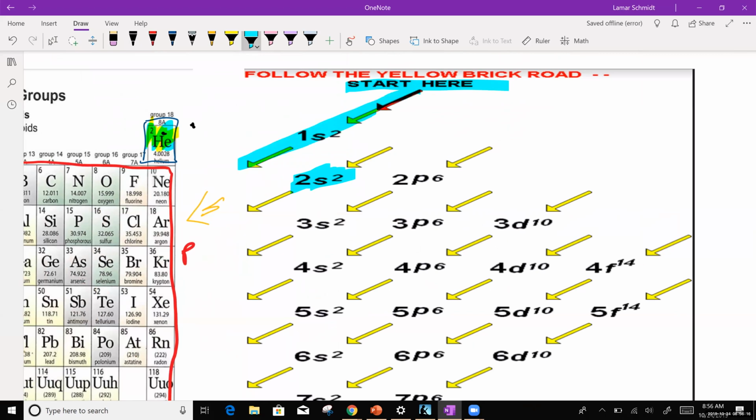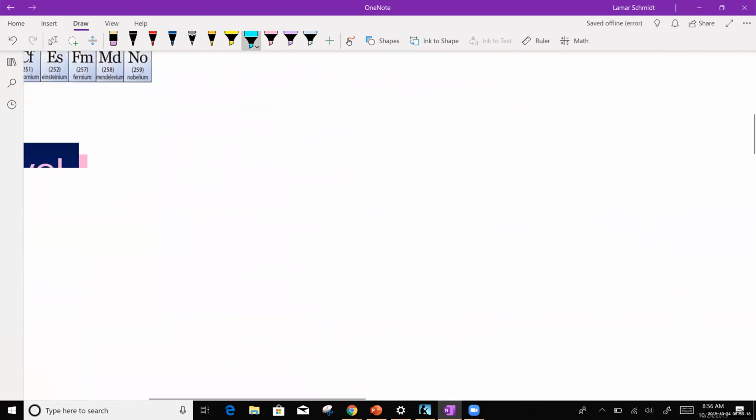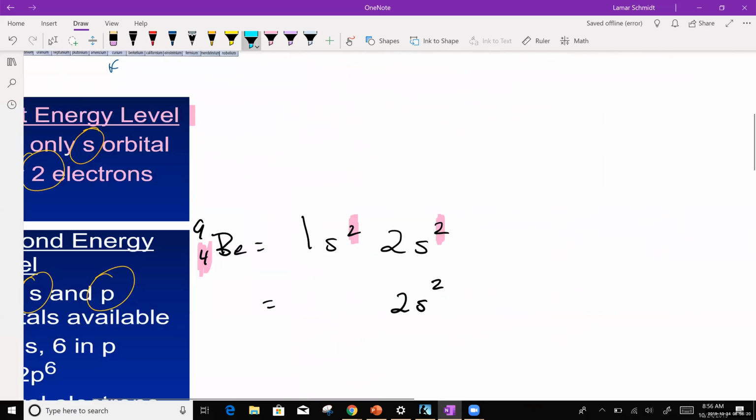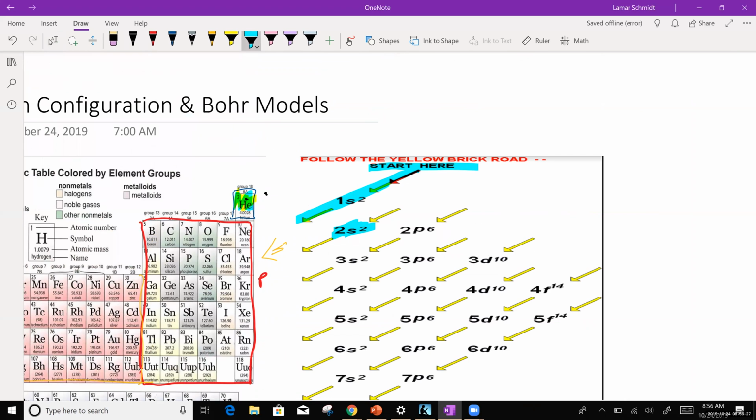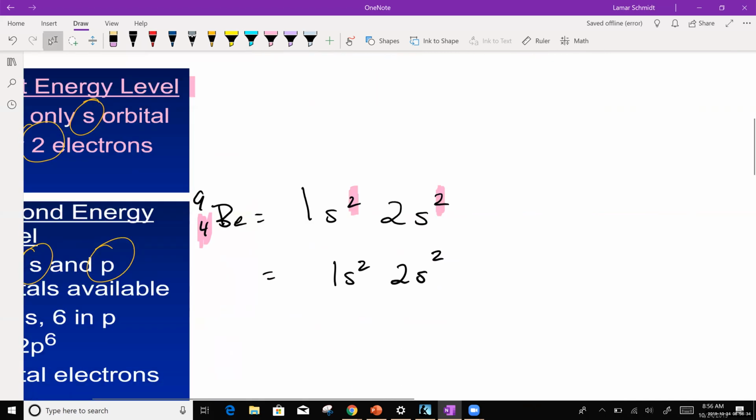So we'll write 1s2. We go back down to our configuration and we'll write 1s2. And then we keep going. We follow this, and this is fairly easy. Oh, we're there, 2s2. So what we should have for beryllium is 1s2, 2s2. And sure enough, we do. We can check this by counting the number of electrons. 2 plus 2 is 4 electrons, and we have 4 protons. So that means we did our configuration properly. So that is a fairly easy one.